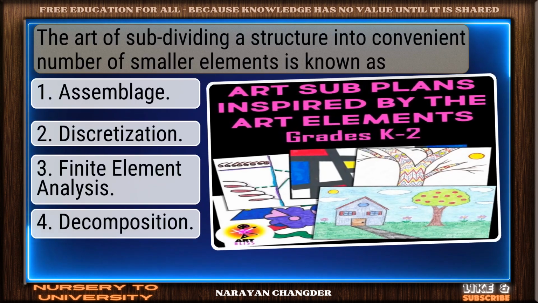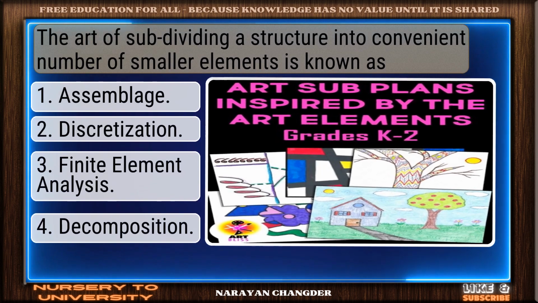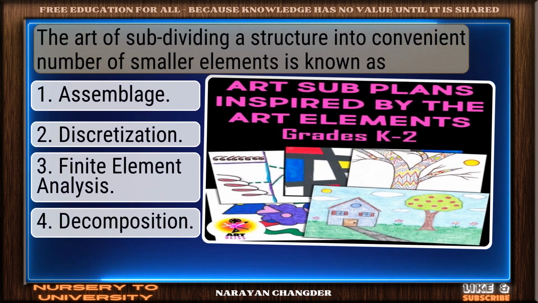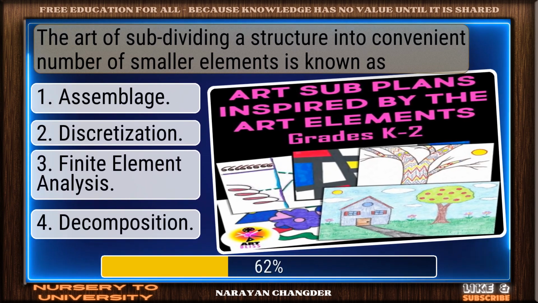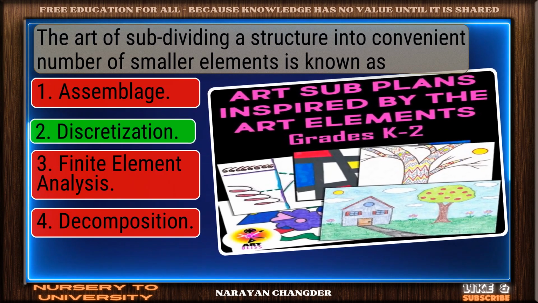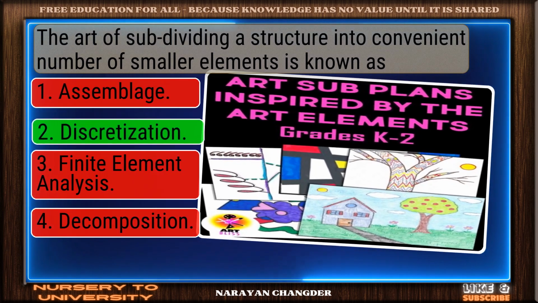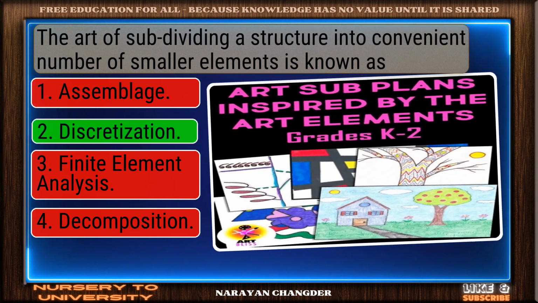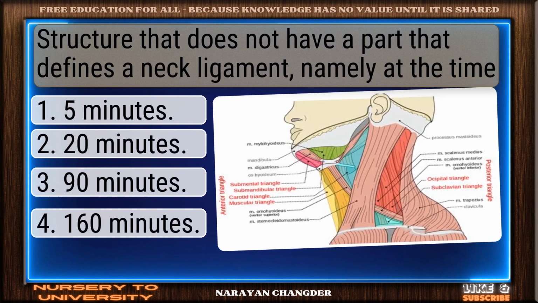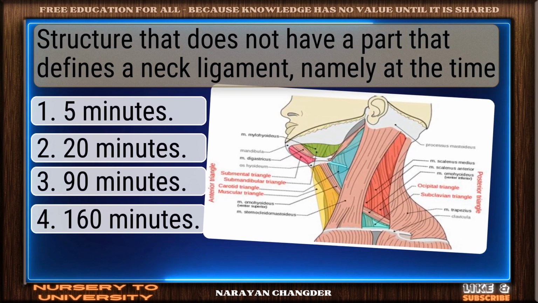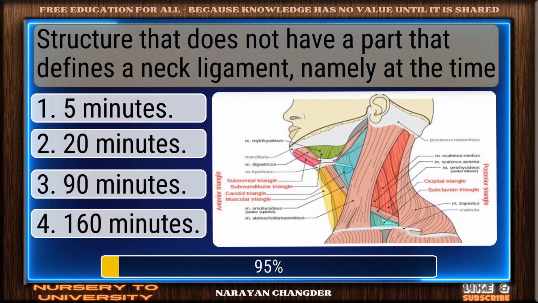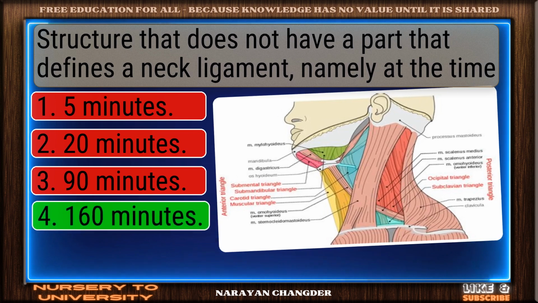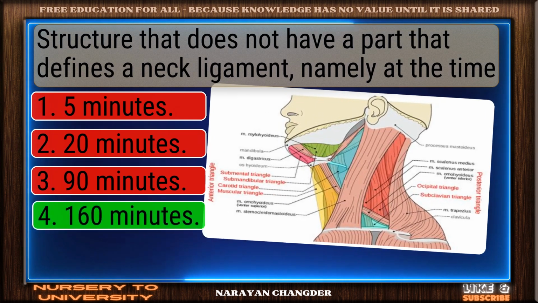The art of subdividing a structure into a convenient number of smaller elements is known as. Strong choice. Discretization is the right answer. Structure that does not have a part that defines a neck ligament, namely at the time. Great thinking. 160 minutes is the right choice.